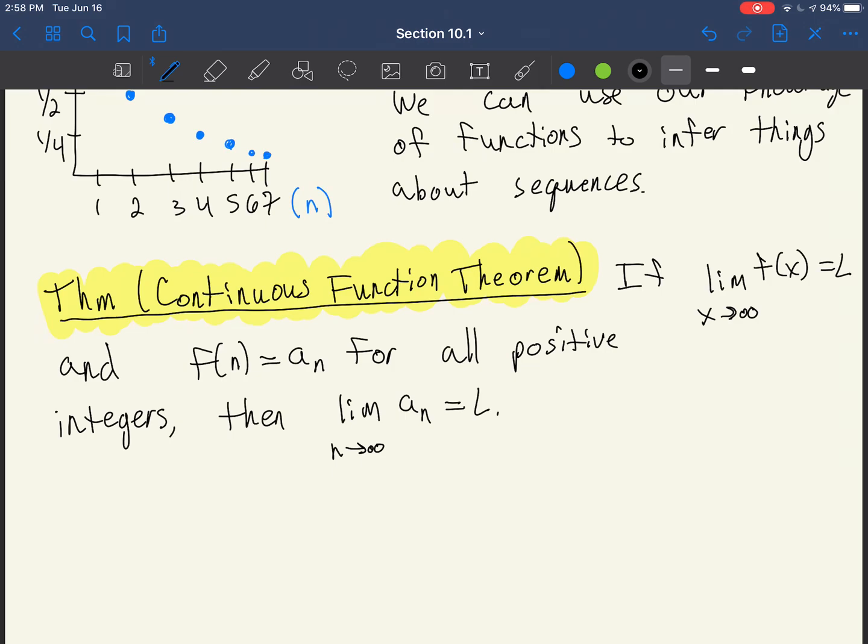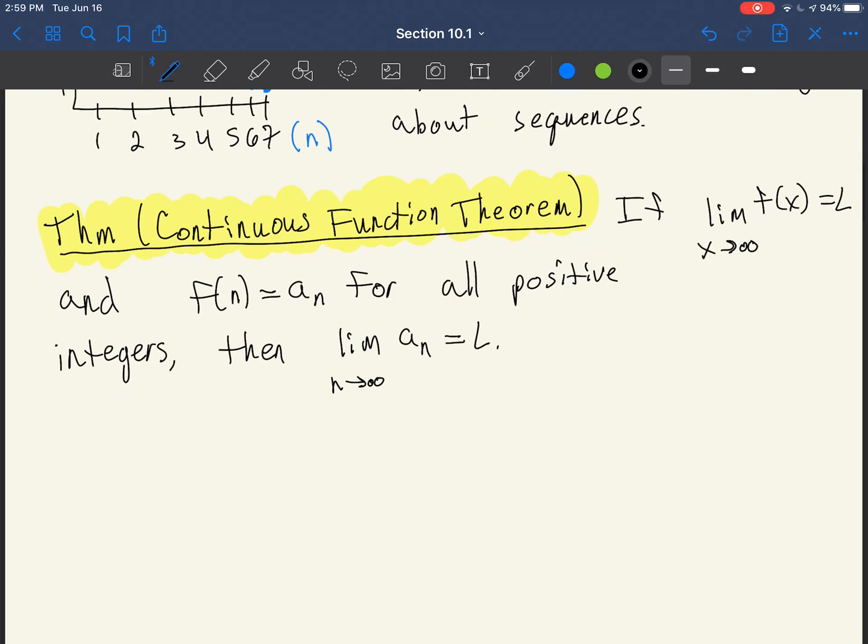So what is this really saying? This is saying that if we know the end behavior of a function, and that function agrees with the sequence wherever it should, so on the positive integers, then we know the end behavior of our sequence. In other words, we know what it converges to.